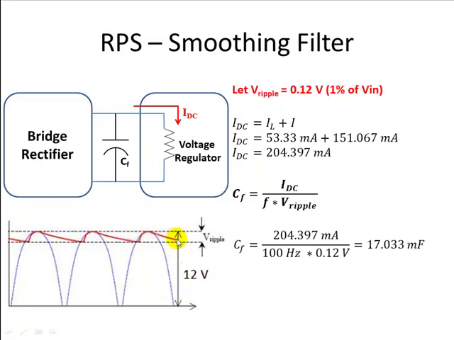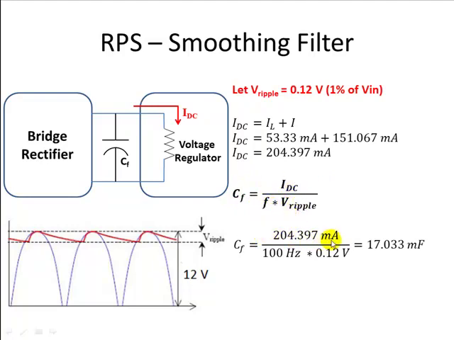So what is the maximum ripple that this voltage regulator can tolerate? That I have to decide. I'll assume the maximum ripple the voltage regulator should get is 1% of its nominal input DC voltage, 12 volt. So that comes to around 0.12 volt. And for a full wave rectifier, the relationship between the smoothing filter capacitance and the other parameters is given by this equation. CF is equal to IDC by F into V ripple.